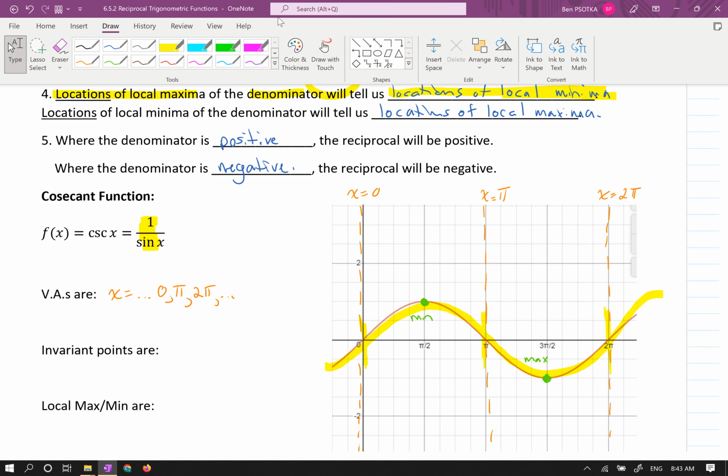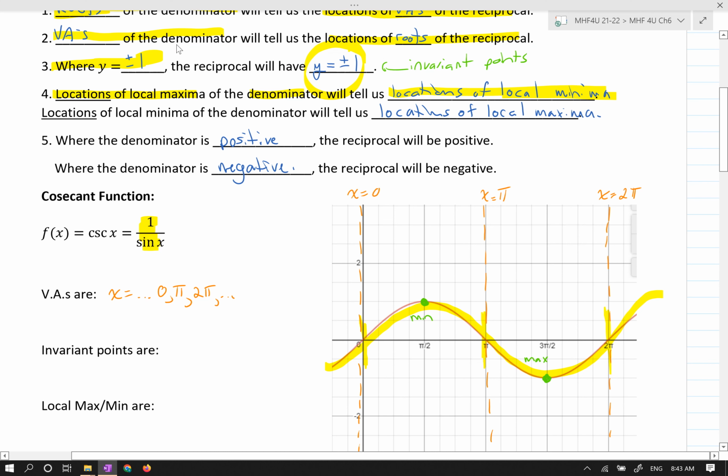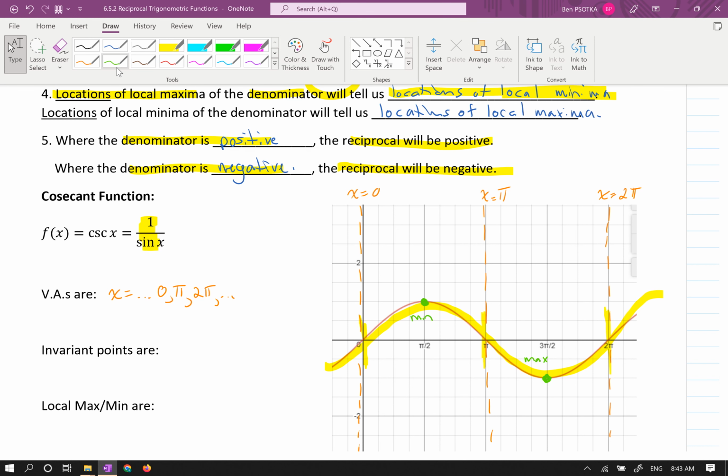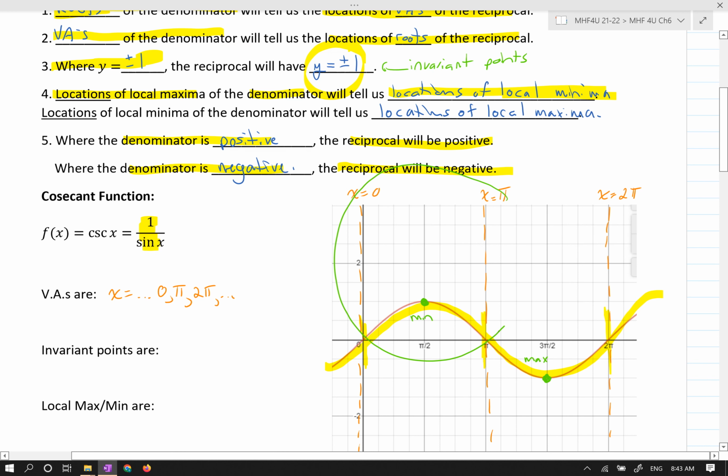Fantastic. And lastly, wherever my denominator is positive, my reciprocal will also be positive. Wherever my denominator is negative, my reciprocal will also be negative. So we can use this logic to build our functions right here.